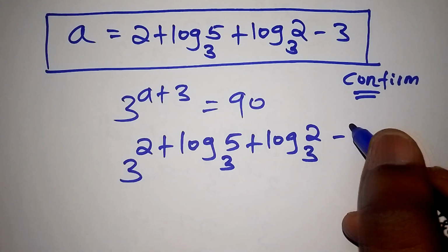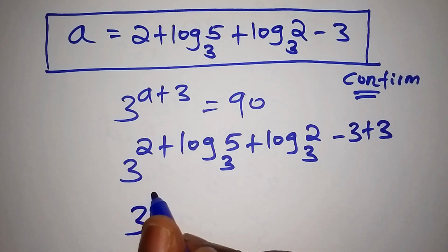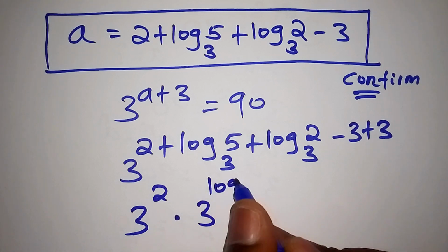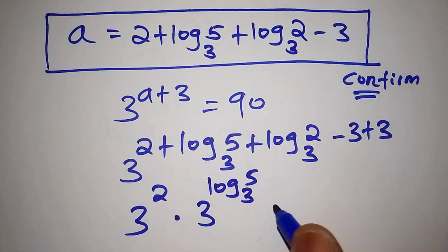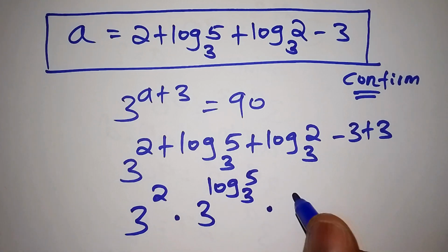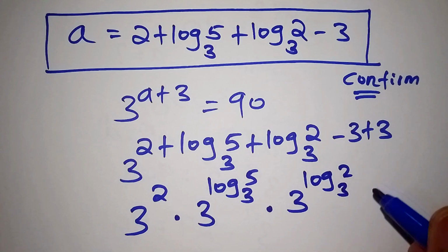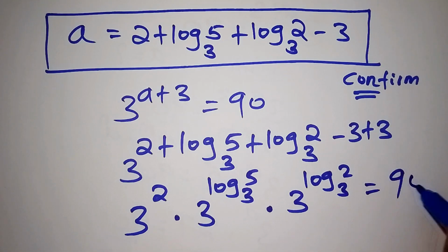minus 3 plus 3. Then we can write it as 3 to the power of 2, where the plus changes to multiplication, times 3 to the log of 5 to the base of 3, times 3 to the log of 2 to the base of 3, then minus 3 plus 3 is 0, so this one equals 90.